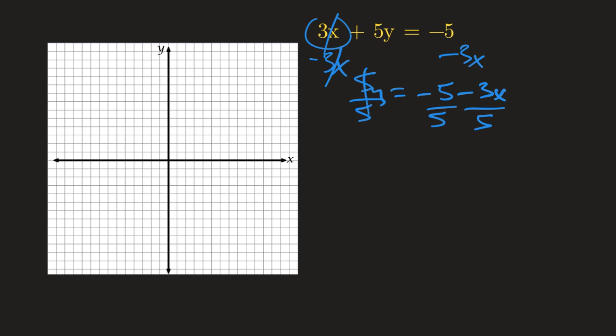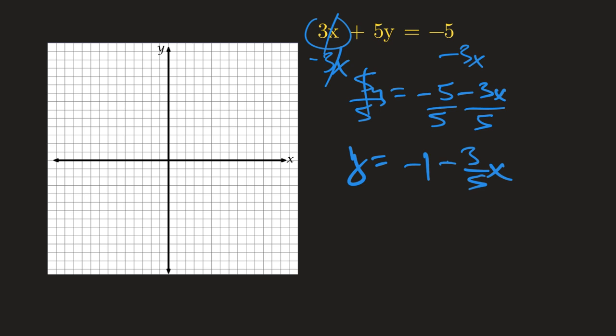5 divided by 5, gone. Y equals, there it is, slope-intercept form, y equals. Negative 5 divided by 5, negative 1. Negative 3 divided by 5, is that going to work real nice? Let's just leave it fractional. That's fine.